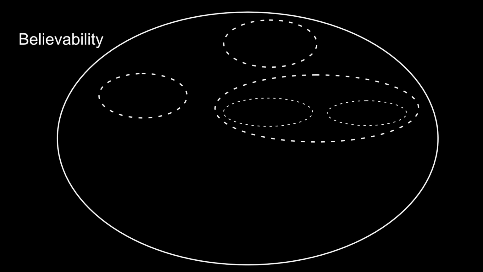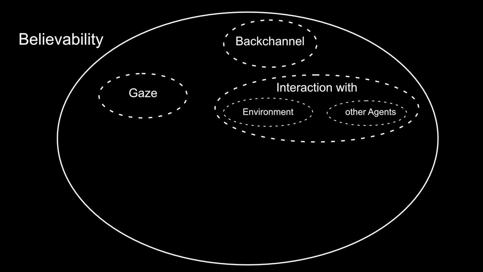The most commonly referenced factor I came across during my research in animation quality was believability. However, there does not seem to be a set definition for believability or a standard procedure on how to evaluate it. There are multiple different factors that are being attributed with having an impact on believability. These include gazing behavior, back-channel behavior like nodding, as well as interaction with other agents and with the environment.